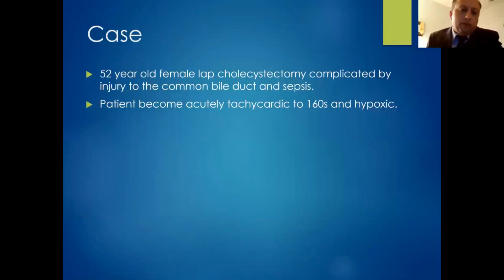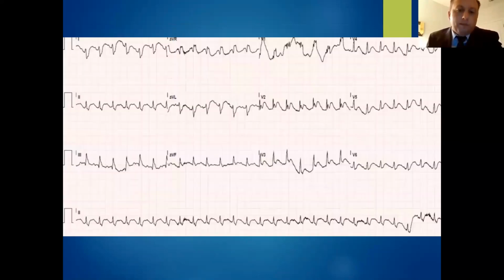So here's our next case. We have a 52-year-old female who had a lap chole, which was complicated by an injury to the common bile duct and had subsequently had sepsis. The patient had become acutely tachycardic to the 160s and was hypoxic, had pulmonary edema on her chest X-ray. So an ECG was done. She did have anterior ST elevations in this case, and a bedside echo was done.